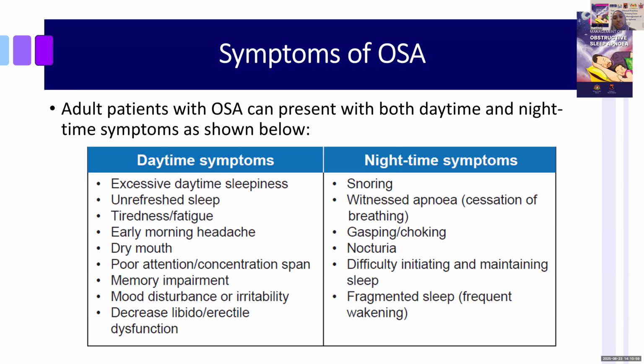Whereas for the nighttime symptoms, snoring is usually witnessed by the bed partner or anyone in the family, with witnessed apnea. It's usually not mentioned by the patient. But the patient may complain of gasping or choking, nocturia, difficulty in initiating and maintaining sleep, and also fragmented sleep, where the patient will have frequent awakening at night.